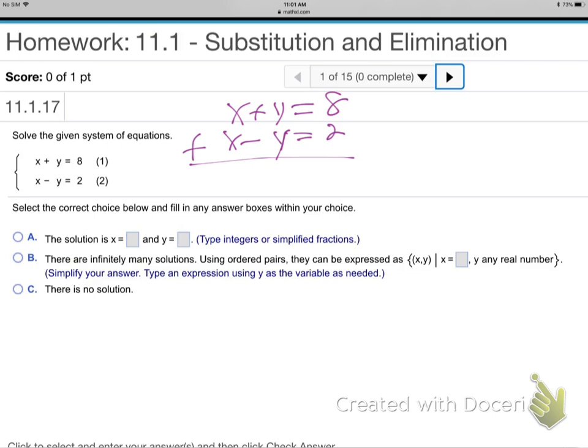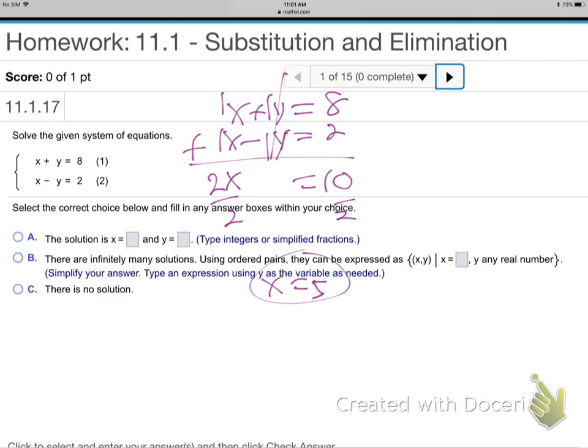It's also called elimination. You add them up, and 1x and 1x makes 2x. 1y minus 1y, they're just gone. 8 and 2 makes 10. So far, so good. Then how do you solve for x? Divide by the 2. X is 5.